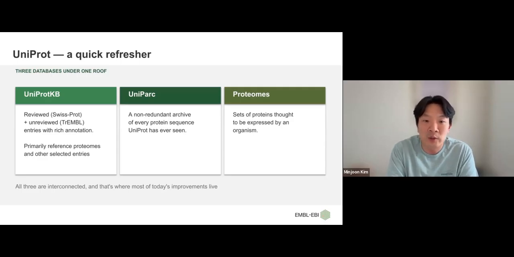So UniParc is a non-redundant archive of every protein sequence UniProt has ever seen. So it's a historical archive that will contain all the sequences that UniProt ever had. And for the proteomes, it's sets of proteins thought to be expressed by an organism. Here you can search for groups of proteins within a taxonomy or within a proteome. And all 3 namespaces here are interconnected. This is where most of today's improvements and today's talk will be focused.